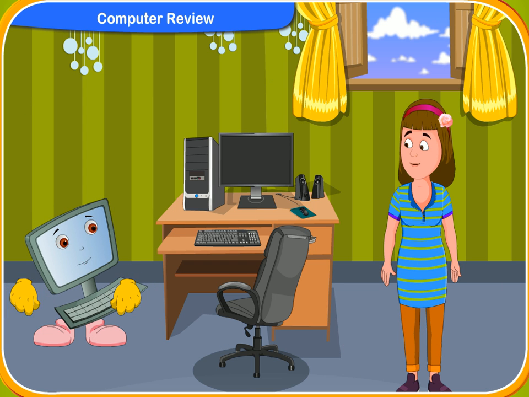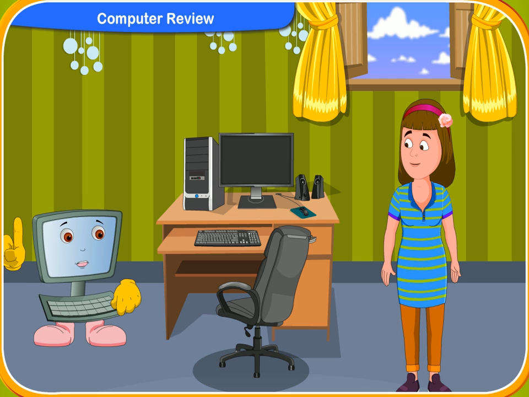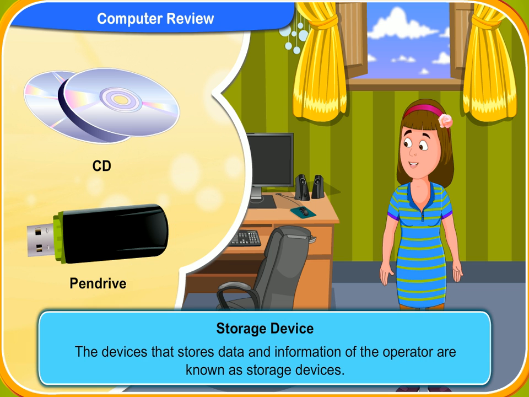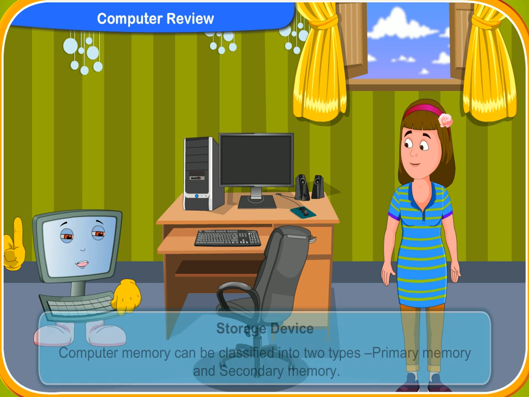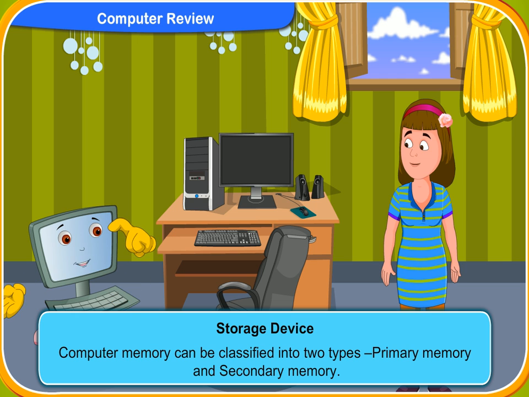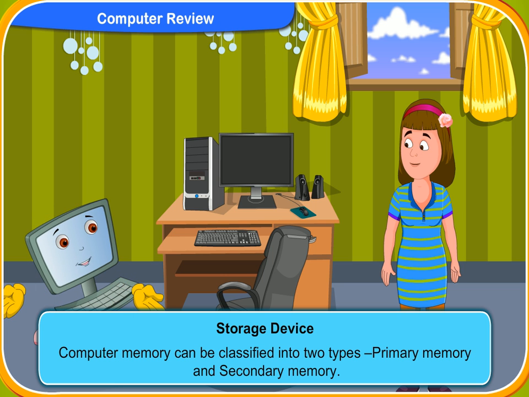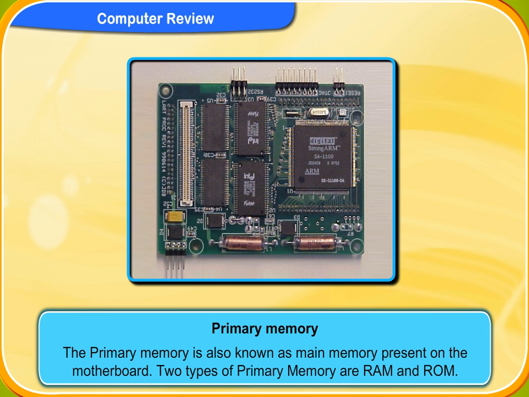Let us now discuss about storage devices. First, do you know what storage devices are? Yes, the devices that store data and information of the operator are known as storage devices. Right, data and instructions are stored in the computer memory. This memory can be classified into 2 types, primary memory and secondary memory. The primary memory is also known as main memory, present on the motherboard.